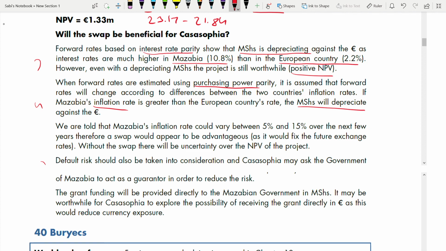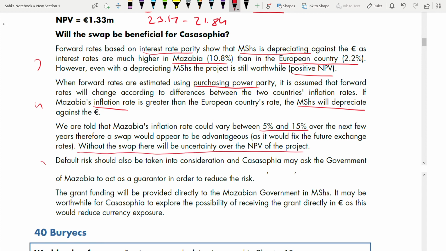Now, we are told from the case study that Mazabi's inflation rate could vary between 5 and 15% over the next few years. Therefore, that means what? Inflation could vary. That means it could depreciate further, which is not good. If it keeps on depreciating, a swap would appear to be advantageous as it would fix the future exchange rates. Without the swap, there will be uncertainty over the net present value of the project.